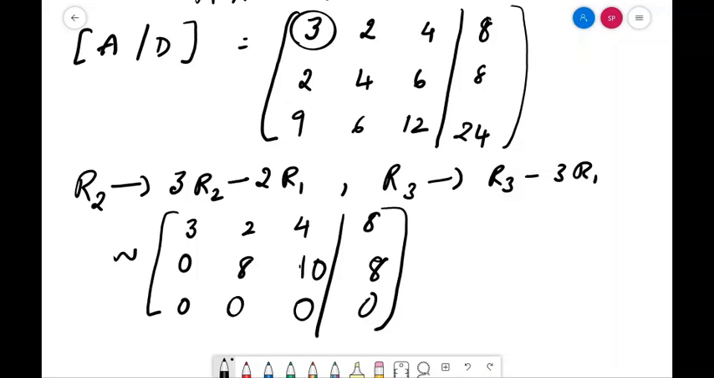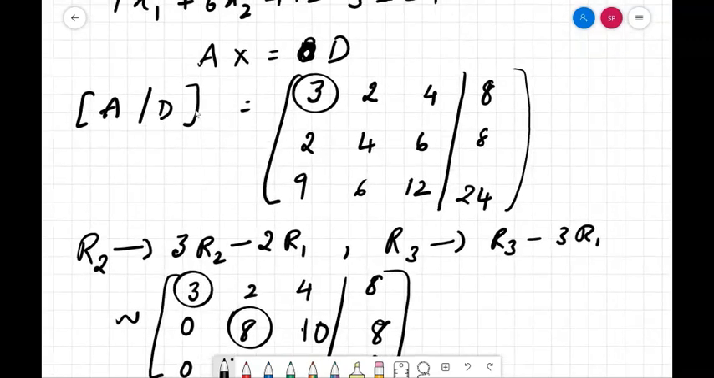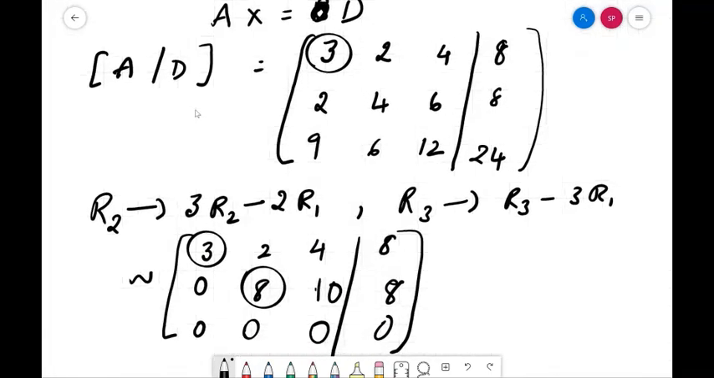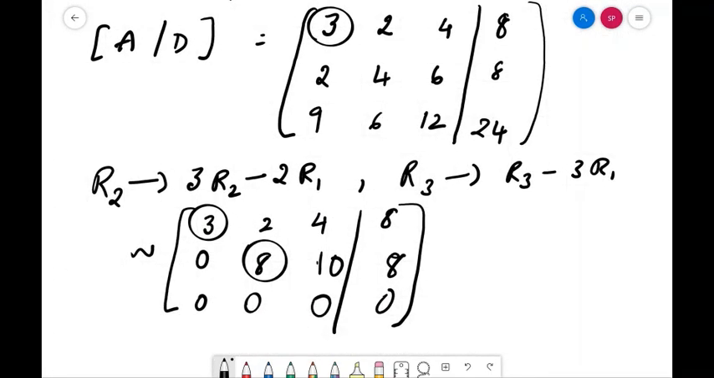Now let me see what the leading entries or pivot elements are. In the first row, first column, this is 3, and in this column I made these two entries zeros, right? Then in the second row, what is the pivot element? That is 8. Then in this column, what are the elements following 8? It is already 0, so we don't need to do anything. And the third row is entirely zeros, so this is completed. So what did we do? For the given system of equations, we wrote the augmented matrix and reduced it to echelon form.